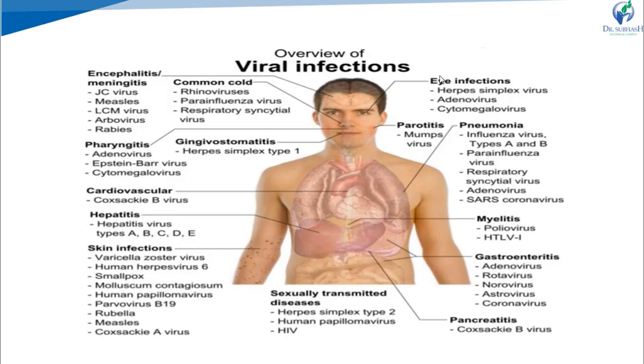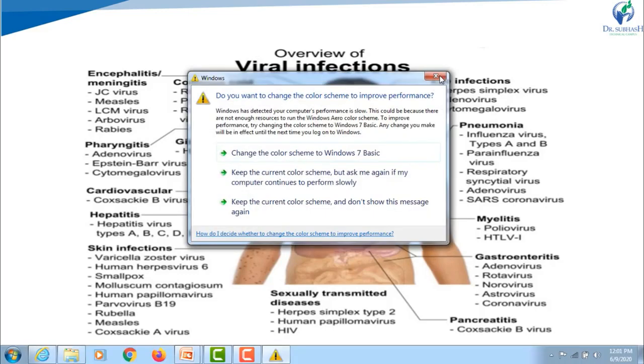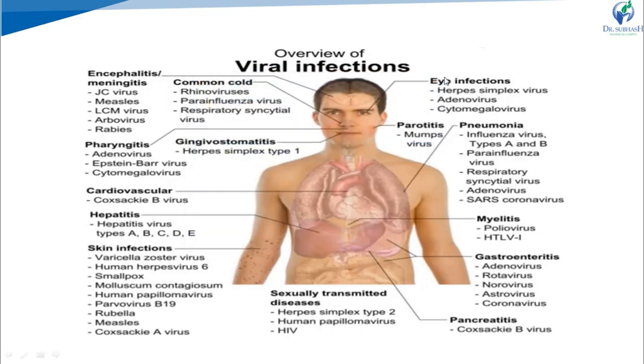Pancreatitis is an infection of the pancreas caused by Coxsackie B virus. The last one is sexually transmitted disease, caused by viral infections such as herpes simplex type 2, human papillomavirus, and HIV, that is human immunodeficiency virus. These are the different viral diseases caused by different types of viruses in different organs.